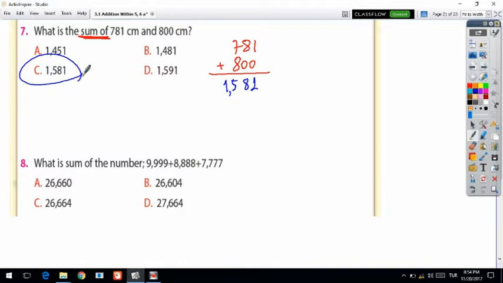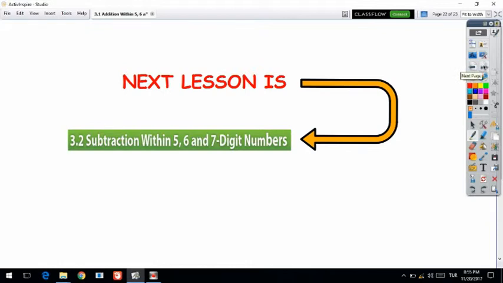Now let's look at the last one. What is the sum of? Add. So you add these numbers, then you can get the answer. Okay, now let's see what is next. I'm sorry, there is no next page, so it was the last one.